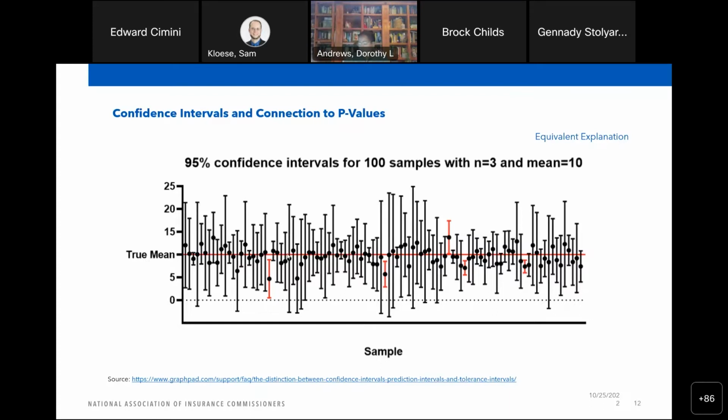And this red line is representing the true mean. Clearly for any given sample, the means could be different, but we expect the true mean to lie in most of those intervals. And if you look at this graph, you can see we have 5 intervals that do not contain the true mean.